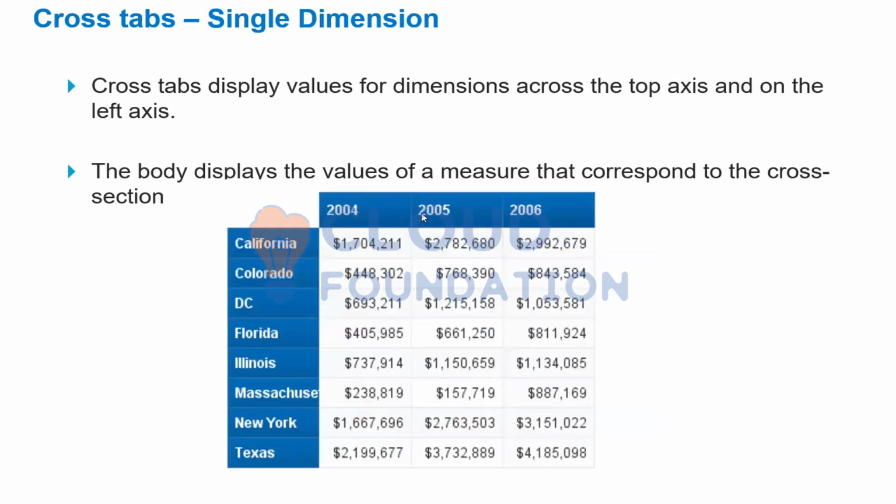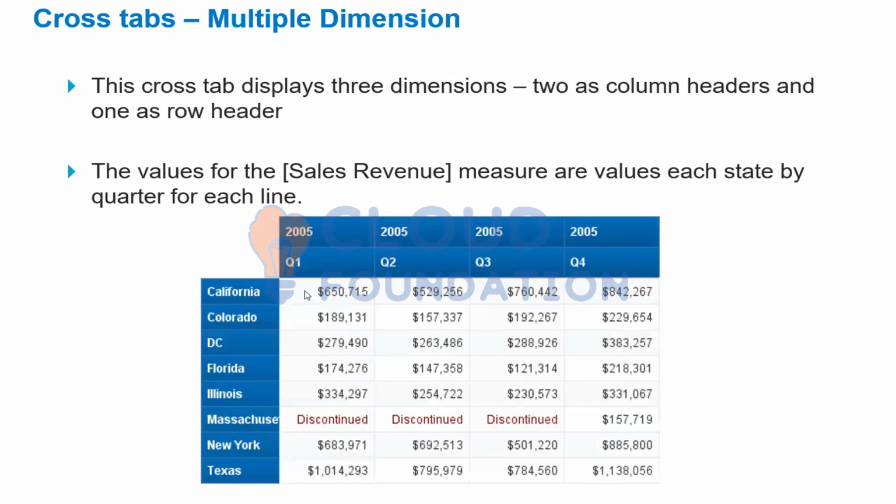If you see here, it is only showing year wise, so single dimension. If you also include quarter in the columns, then this is year, this is quarter, this is state, and inside there is data getting displayed. So it is a multi-dimension cross tab. This cross tab displays 3 dimensions, 2 as columns.